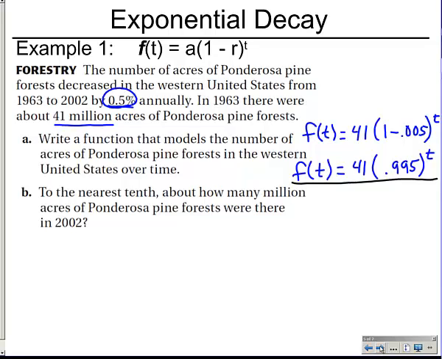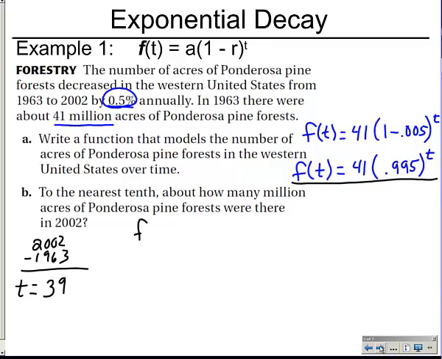And part B, to the nearest tenth, about how many million acres of ponderosa pine forests were there in 2002? So we've got to figure out a time value. How many years was it between 2002 and 1963? So we go ahead and take 2002 and subtract 1963. We end up with 39 years. So our t value is going to be 39 years. So we're going to go ahead and substitute that in.